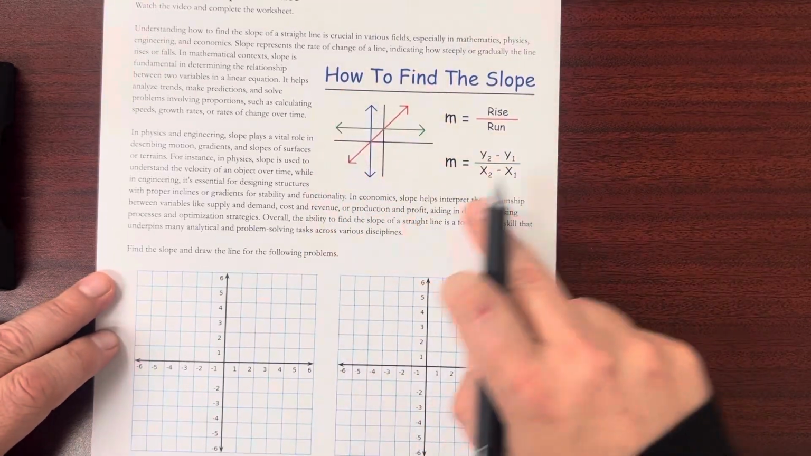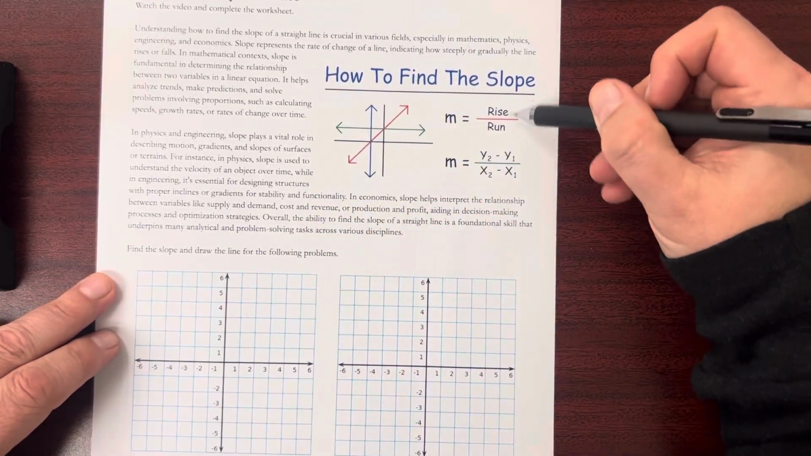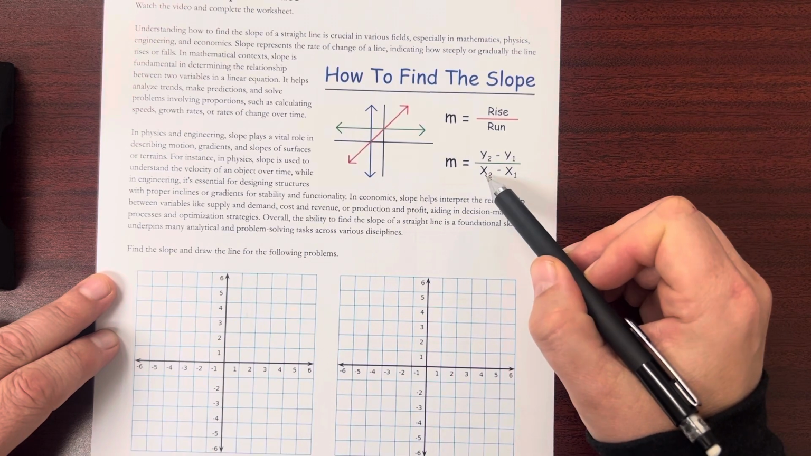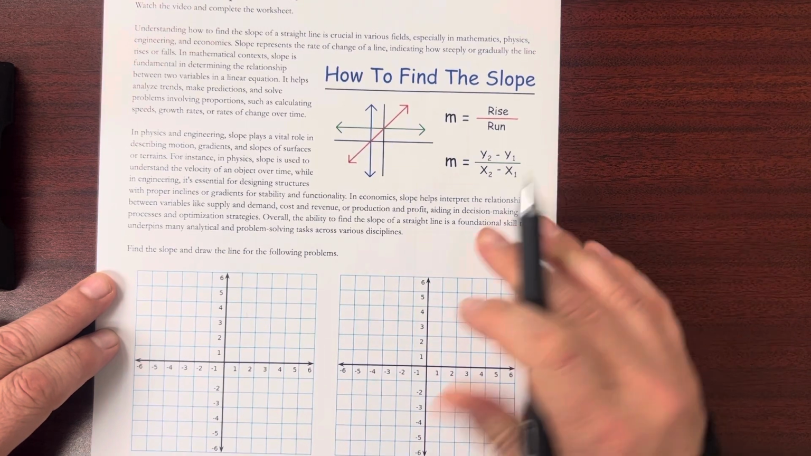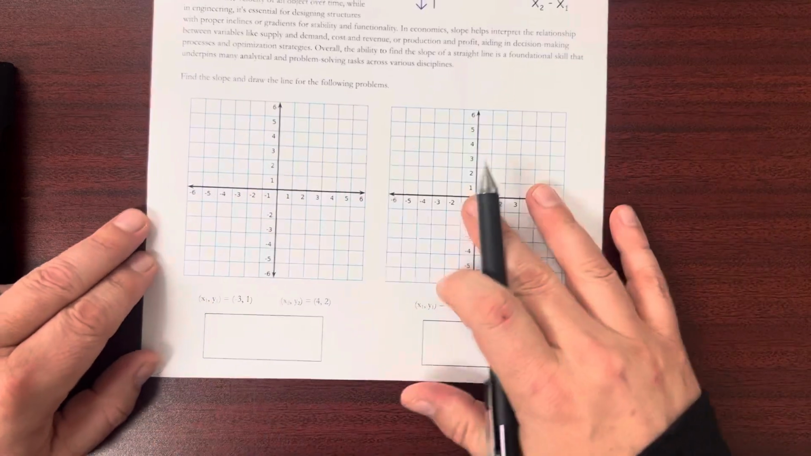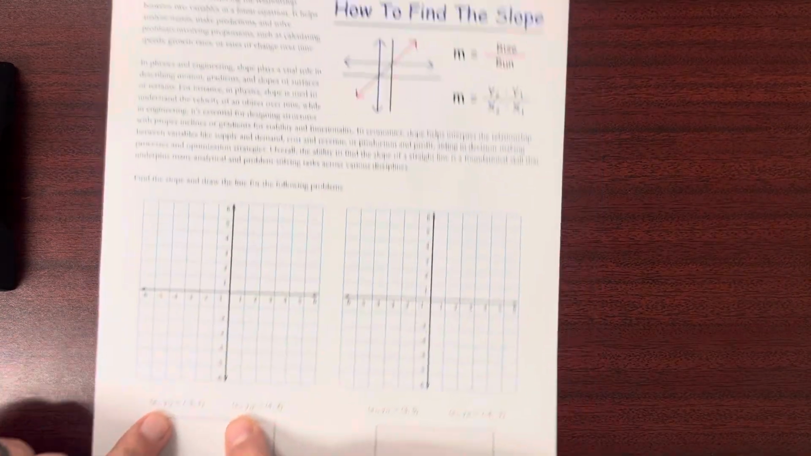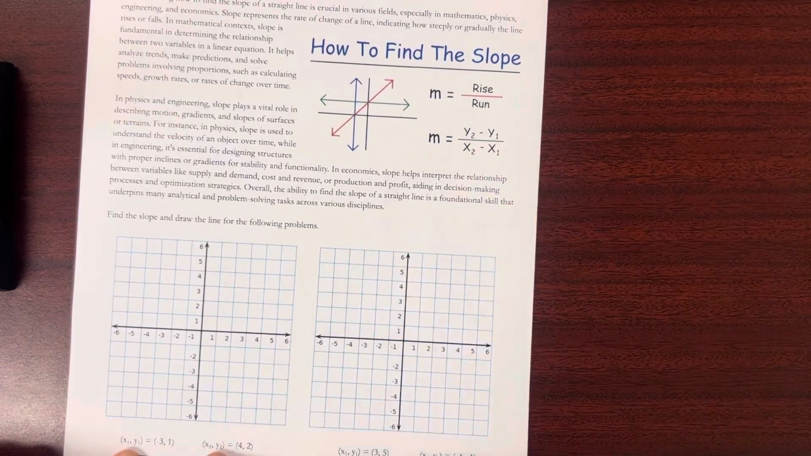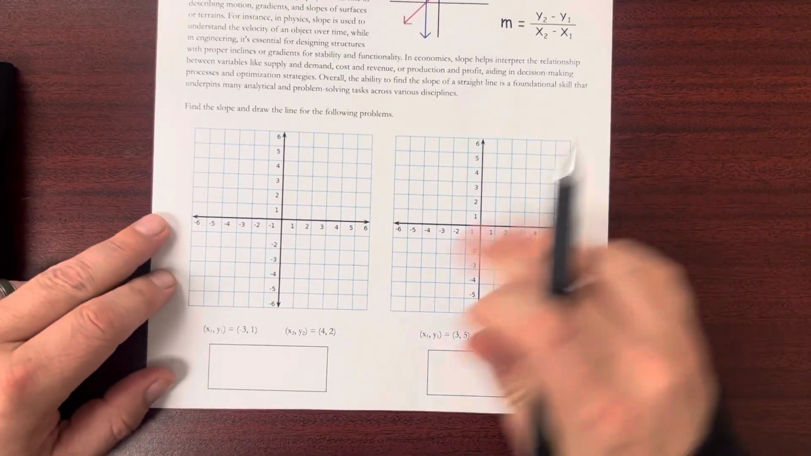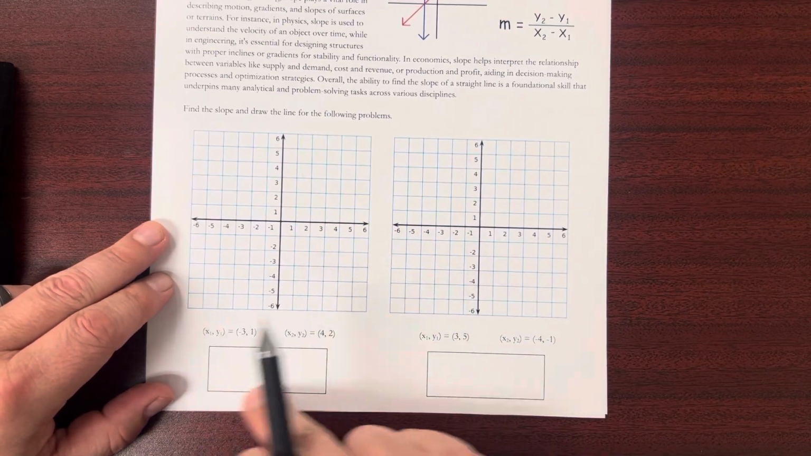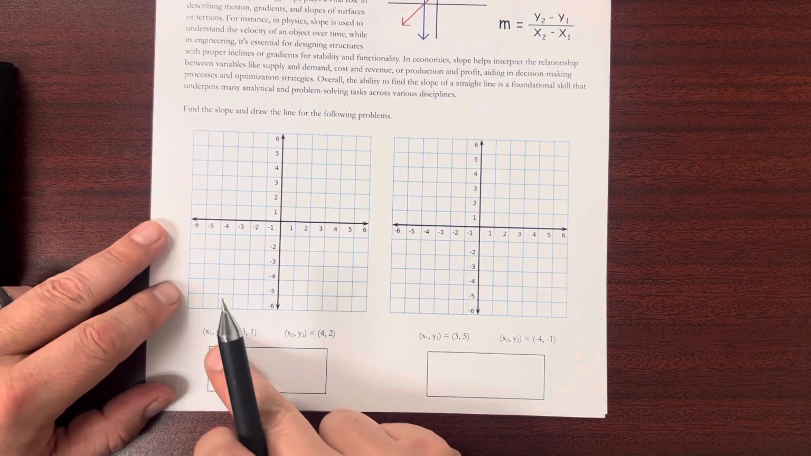And then finding the slope, the formula is here, rise over run, right? y2 minus y1 over x2 minus x1. So in our examples, we've got the two coordinates that would be used in the formula. What I'm going to do first is plot this on the graph, and then we'll work our slope down here.